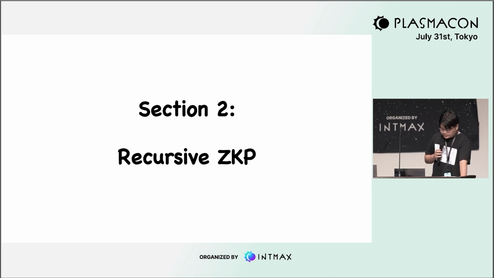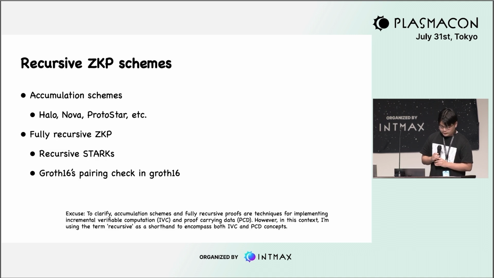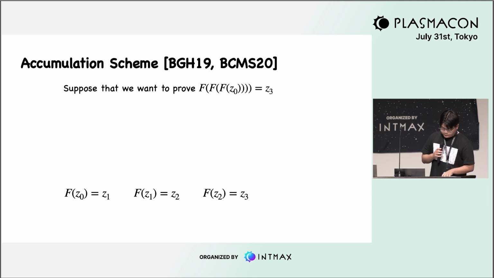So next, I will explain various schemes for performing recursive ZKP. Recursive ZKP schemes can be broadly divided into accumulation schemes and fully recursive ZKPs. Halo, Nova and ProtoStar belong to accumulation schemes, and Recursive STARK and Recursive Groth16 are examples of fully recursive ZKP.